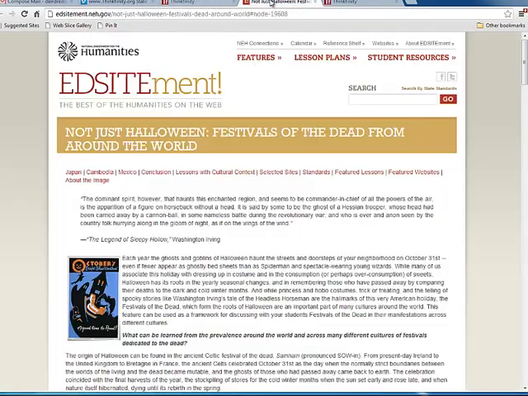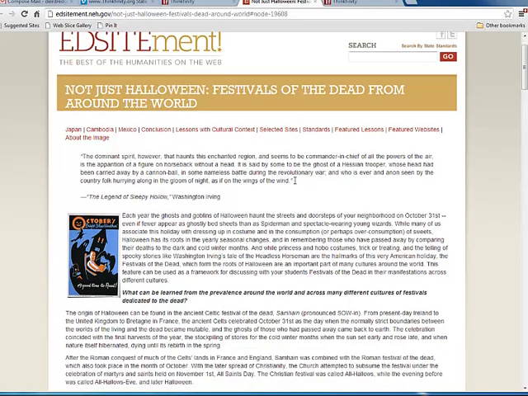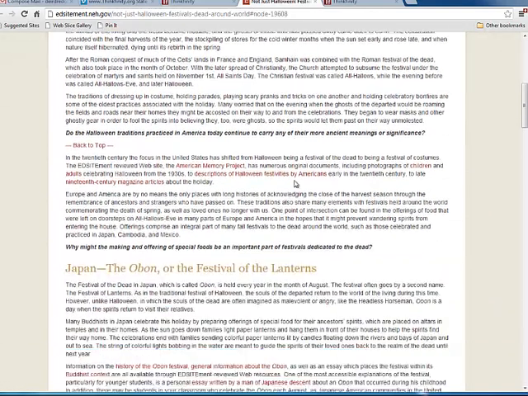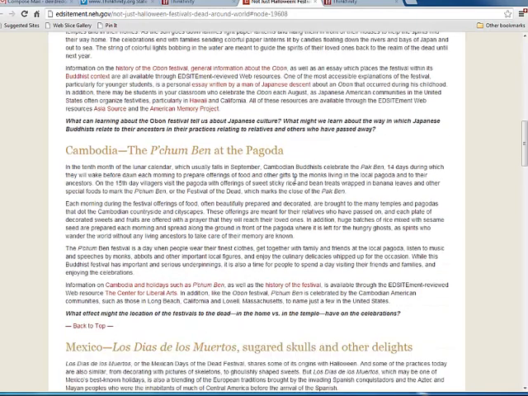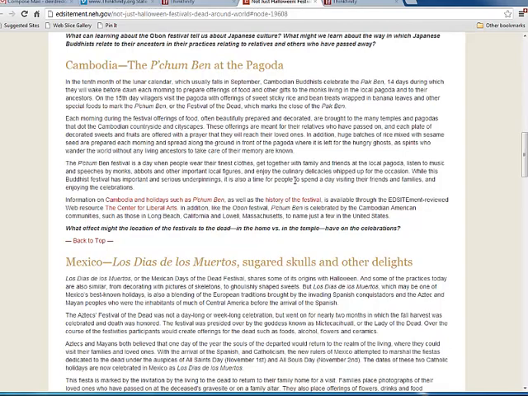And if we look at this lesson, Not Just Halloween, Festivals of the Dead from Around the World, we can see that different cultures have similar stories about the dead.